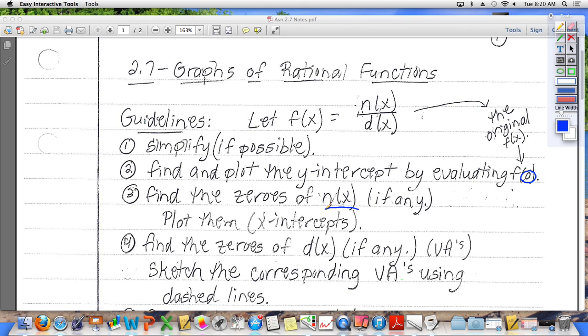The fourth thing: find the zeros of the denominator, if there are any of them. Those are going to be your vertical asymptotes. We're looking now at the simplified function, so anything that's left on your denominator, anything that will get you a 0 on the denominator, is going to be a vertical asymptote. We've talked about that already. Then you sketch the vertical asymptotes using dashed lines. Vertical asymptotes obviously are vertical lines, and usually you graph them with a dashed line, not with a solid line. Otherwise, it looks like the solid line is part of the graph.